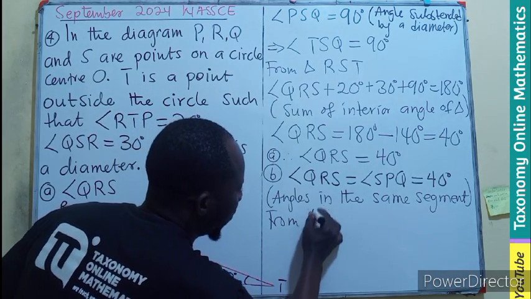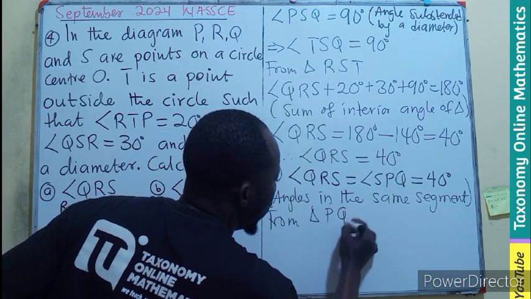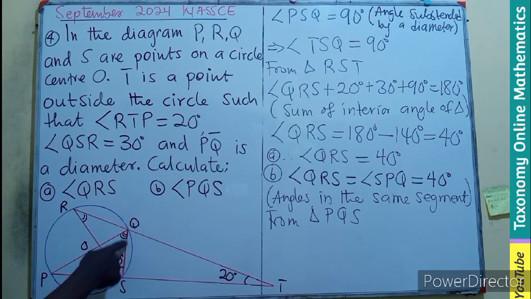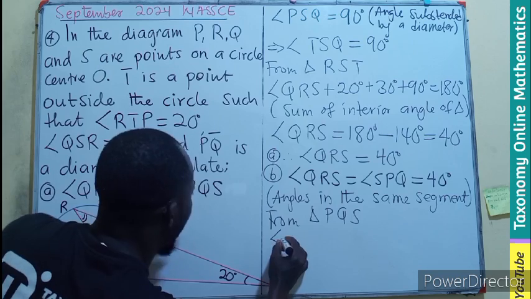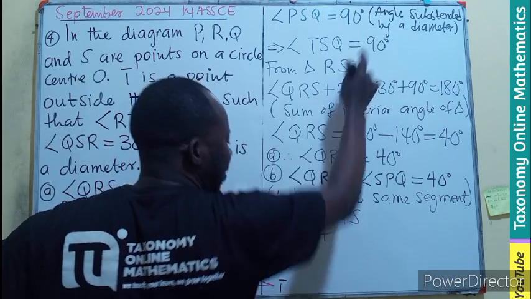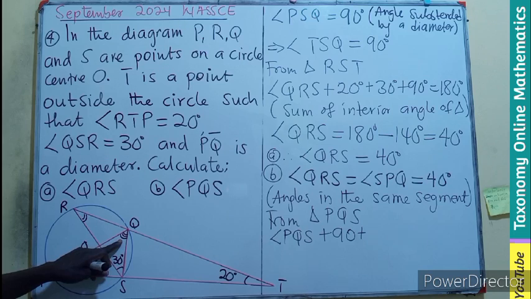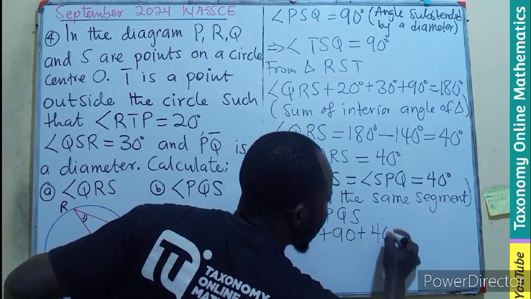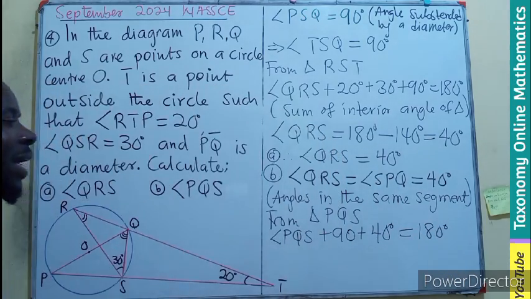Let's take it from there again, from triangle PQS. PQS is a triangle. What are we looking for? You're looking for this angle. We know this angle, we know this angle. Because we said earlier the whole of this is 90 degrees. So I'll be using the whole of this 90, plus here I found as 40, plus what I'm looking for. So the angle PQS plus this very angle we found as 90 degrees, plus this third angle we found to be 40, all will give us 180 degrees.